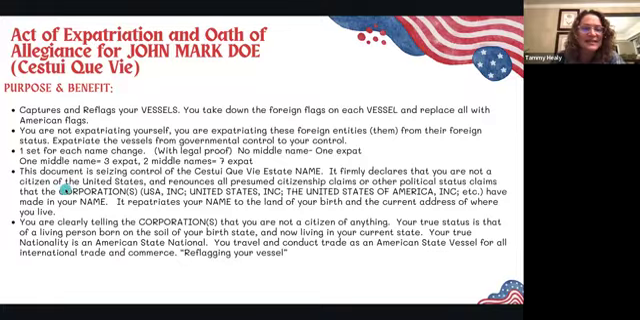Anyway, this document is seizing control of the Sustakivi estate name. It firmly declares that you are not a citizen of the United States and renounces all presumed citizenship claims or other political status claims that the corporations, USA Inc., United States Inc., the United States of America Inc., and etc. And now the corporation that Trump is operating under is the United States of America LLC, okay, have made in your name. It repatriates your name to the land of your birth and the current address of where you live.